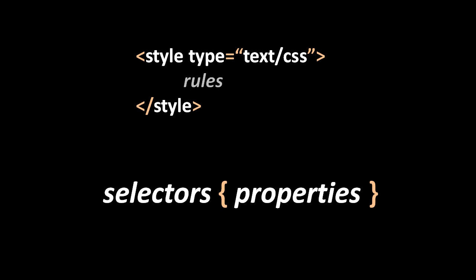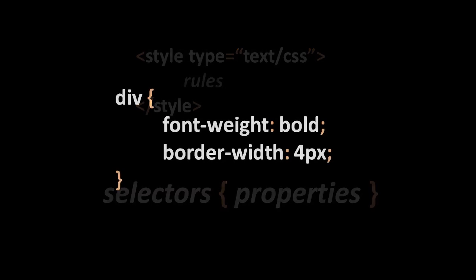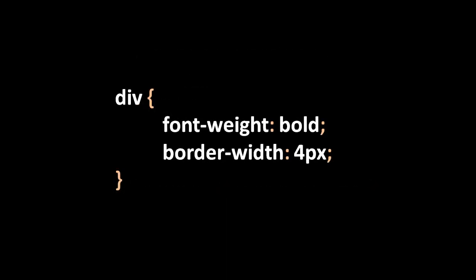There are actually about a dozen different kinds of selectors, though there are just a few that we use most commonly. The simplest kind of selector is surely one that just specifies the name of a tag, which simply means to apply these properties to all tags of this type. So here we have a rule with the selector div and two properties. So these two properties, font-weight: bold and border-width: 4px, will be applied to all div tags.